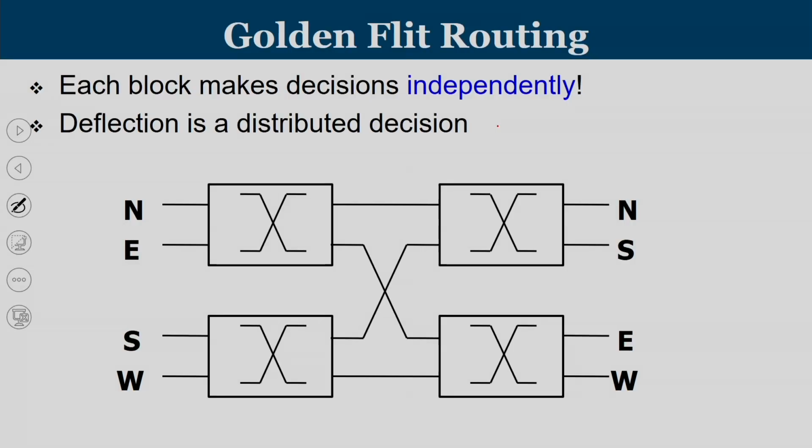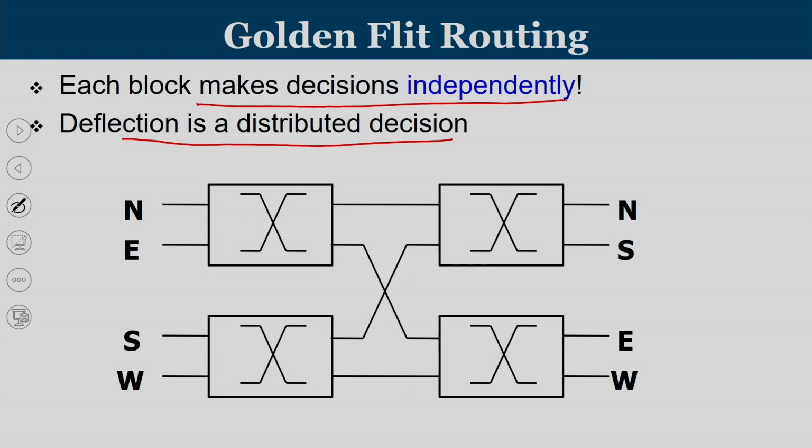Now, golden flit routing. What we are going to do is have 4 blocks, which is called a permuter block, which makes up a permutation deflection network. Deflection is taken as a distributed decision. So, each block makes decisions independently. So, consider this the parallel port allocation scheme. The sequential port allocator is eliminated with a parallel port allocation scheme.